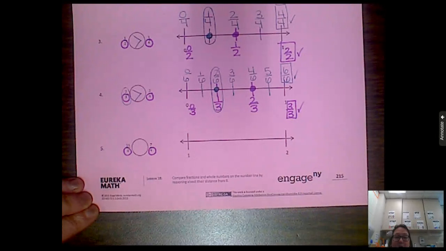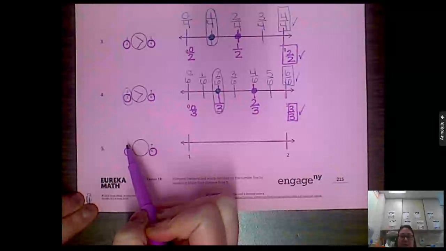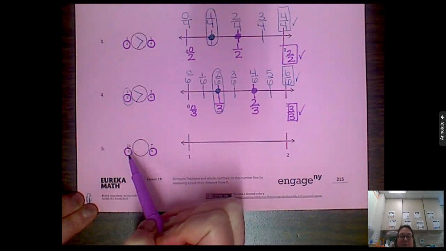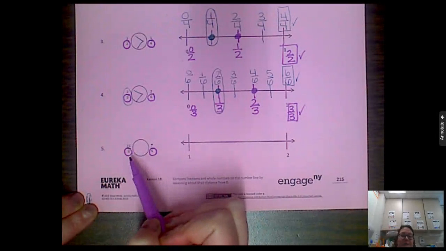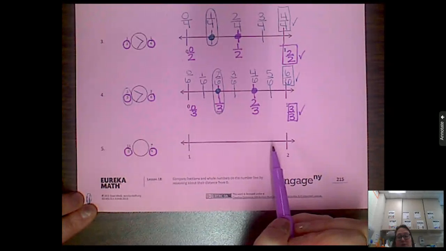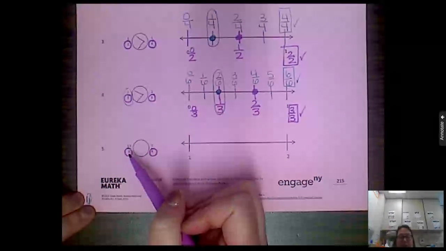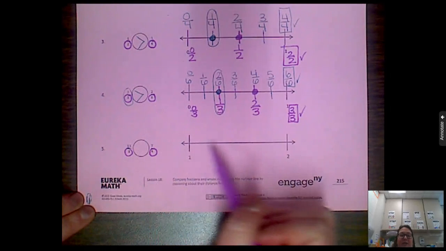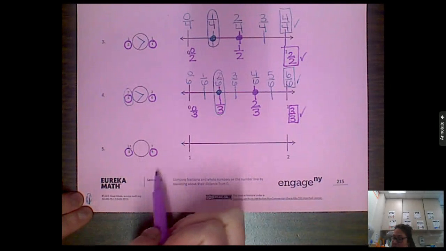This time, our numerators are bigger than our denominators. The numerator, the number on top, is bigger than our denominator, which tells us that these are fractions that are greater than a whole, which is why we're having to start with 1 whole and we're ending with 2 wholes. Okay, as long as the number on top is bigger than the number on the bottom, that means this fraction is going to be bigger than 1 whole.